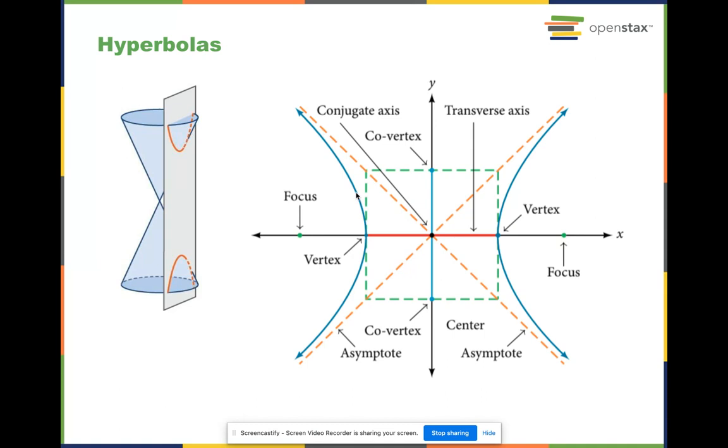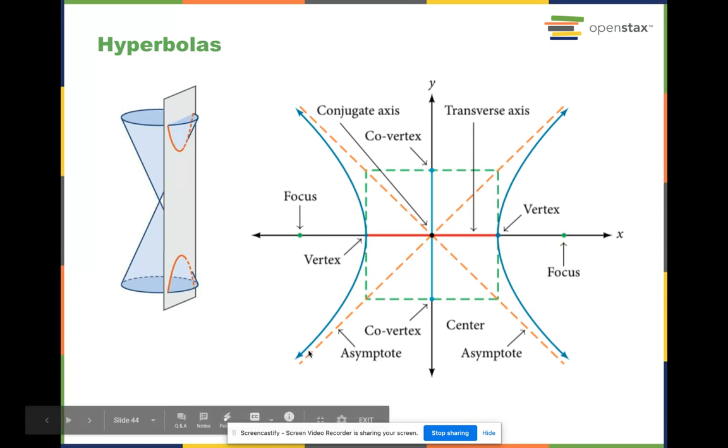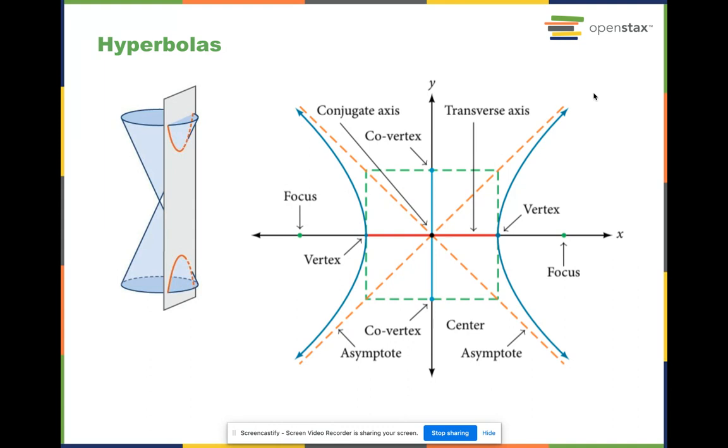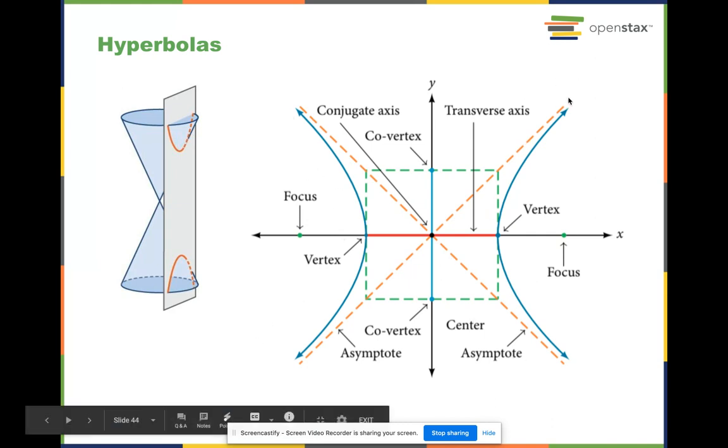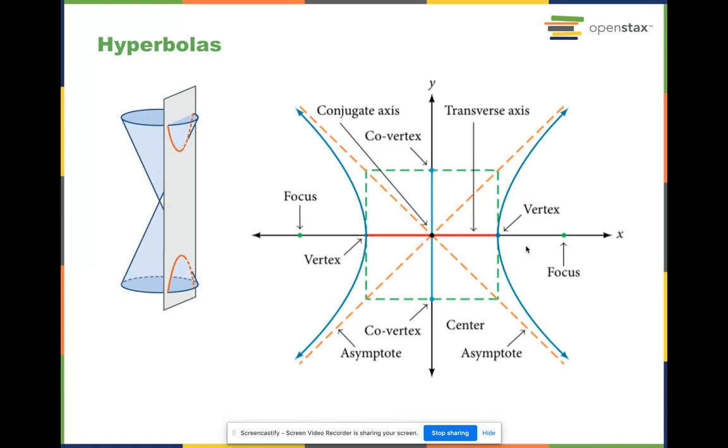So a hyperbola has two different parts. Here's one part and here's the other. And there's a lot of different things, so it's okay. Let's just think about this here. All right, so here's the major axis. The major axis is the axis that the two curves open along, right? This opens along the x-axis. So we call this the major axis.